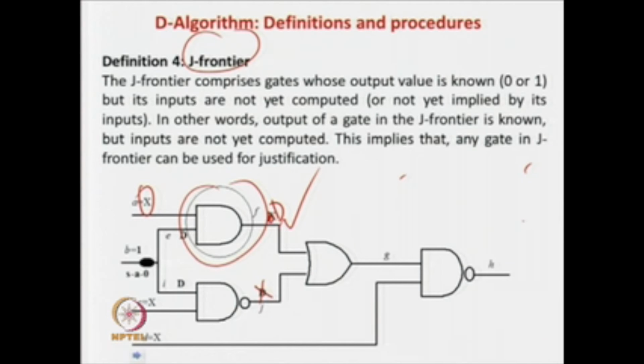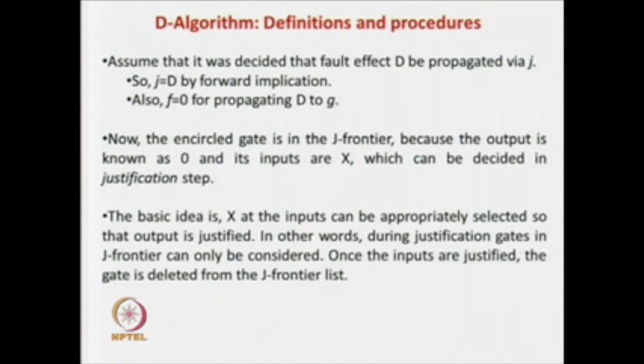So if a gate is in J frontier, then it can be used to find out whether it can be used for justification or not. So a gate not in J frontier, it may help or may not help. A gate in J frontier means you can study that it can be used for justifying your approach. So sometimes you may be successful, sometimes it may not be successful. But whatever gates are in J frontier, that can be used for justifying your input.